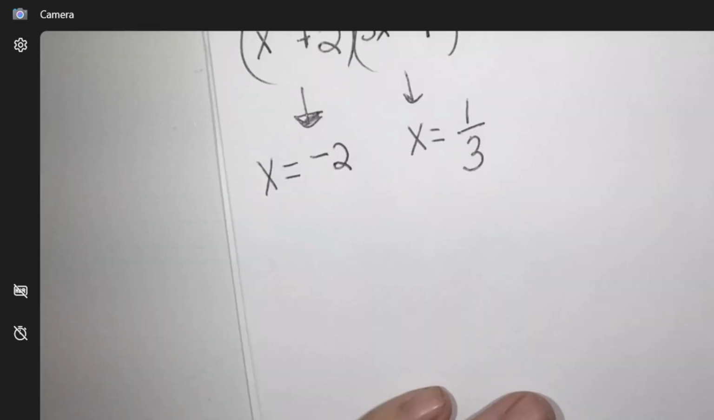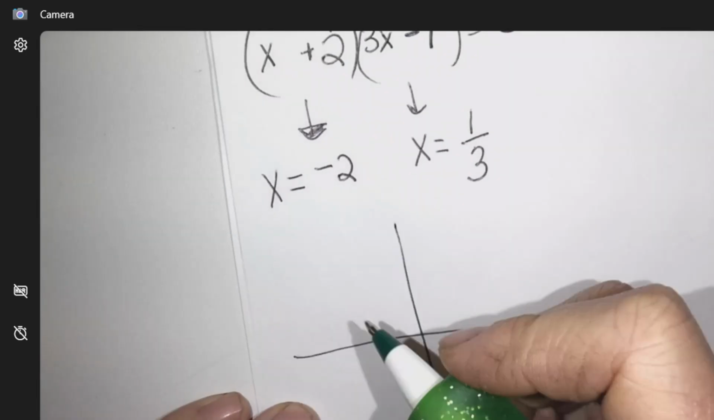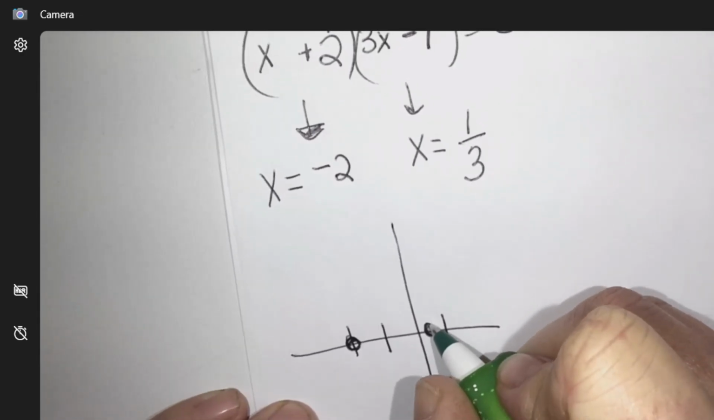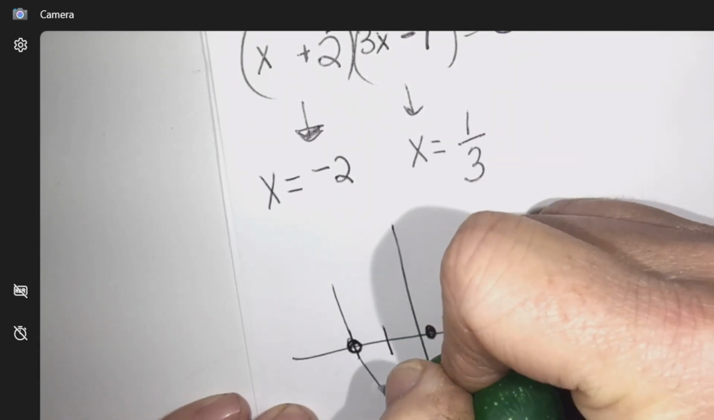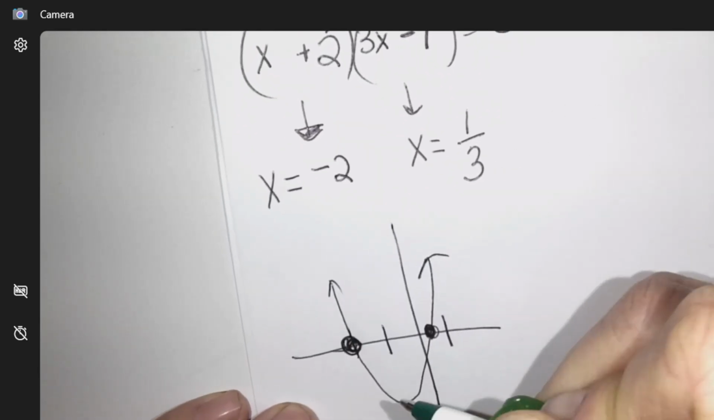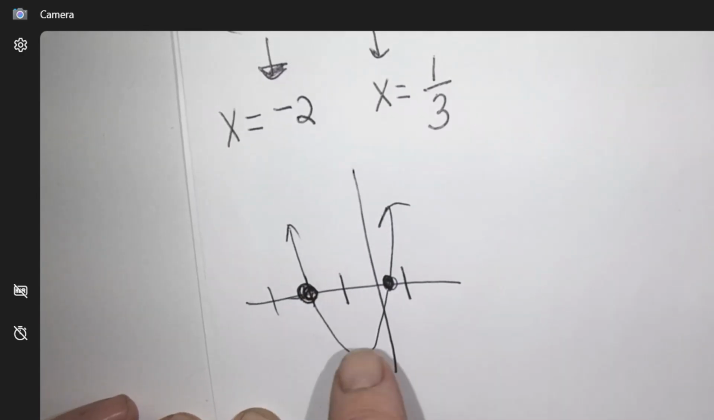What does this also mean in a graph? What does it mean? Remember what this is all about. It means the x-intercepts are at -2 and at 1/3. Okay?